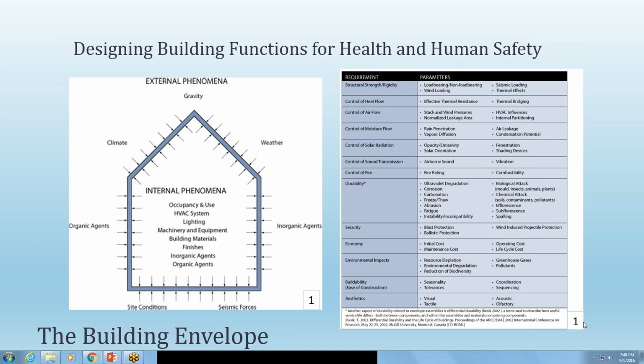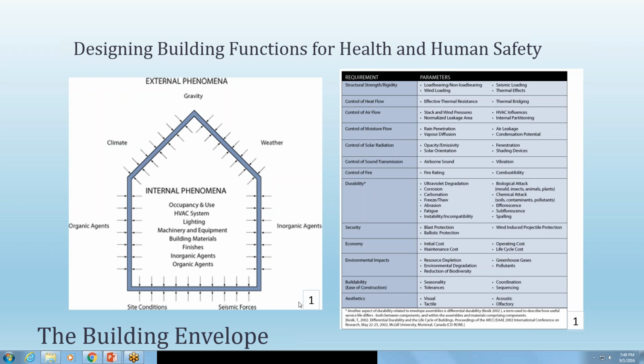So over here, I've provided a table that shows some requirements such as structural strength, rigidity, control of heat flow, control of airflow, control of moisture flow, control of solar radiation, control of sound transmission, control of fire, durability, security, economy, all of these things, and even aesthetics. I like how aesthetics is crushed down there at the very end. So this is when we're talking about sustainability and the thermal requirements and what the changes have become in building systems for interior designers.